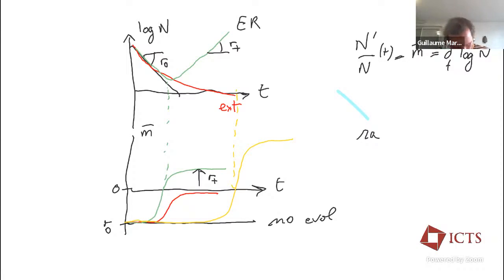Why do I have a blue thing in the middle? Oh, sorry, it's horrible. I'm sorry, it's horrible. Anyway, I had finished my slide.